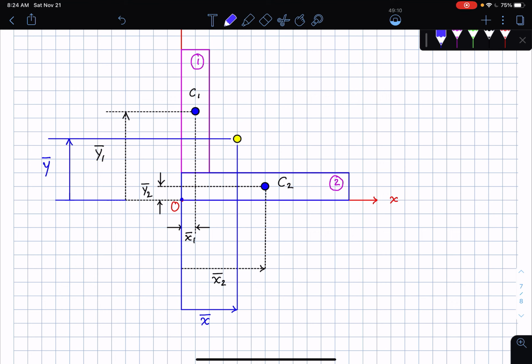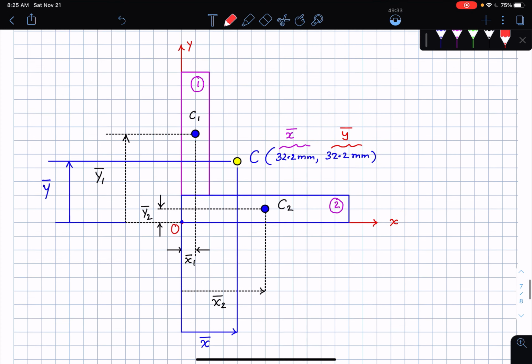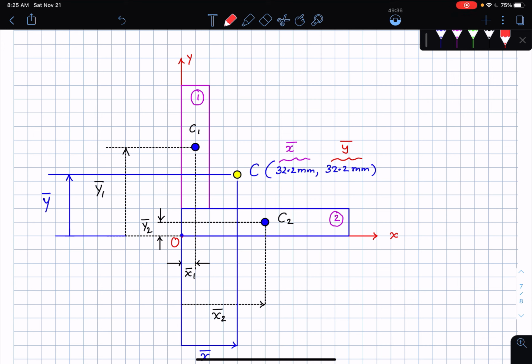And this x bar and y bar, this is the centroid C of the entire composite shape, and you can write this as 32.2 mm, 32.2 mm, where this refers to the x bar location and this refers to the y bar location. And we will see in the later problem, we're going to make use of the same problem in looking at moment of inertia calculations, which is going to be the next concept talk that we're going to be having.